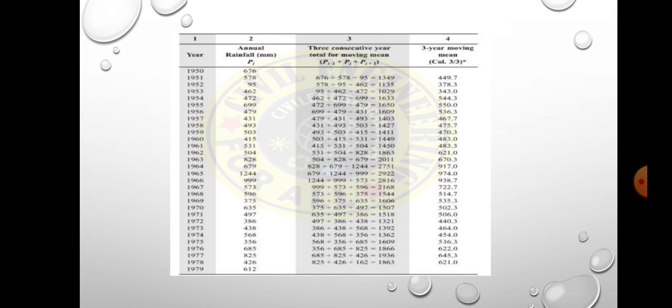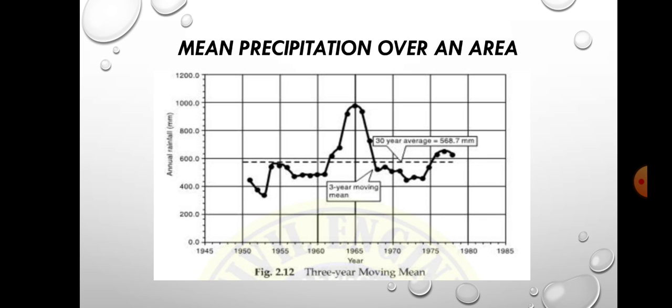Mao ni siya sa 1, 2, 3, ang 1 year annual rainfall mo ni diyang P in millimeters, 3 consecutive year total for moving mean or 3 year moving mean. Mean precipitation over an area, nas figure gihapon 2.12, 3 year moving mean.